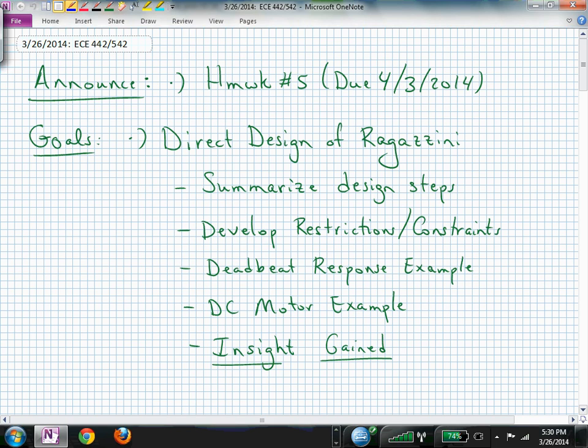Welcome back to ECE 442-542. We are getting into the fun part of the semester, in terms of now we can design, or we can play with controller design, try to design things. We started last time with this direct design of Ragazzini.